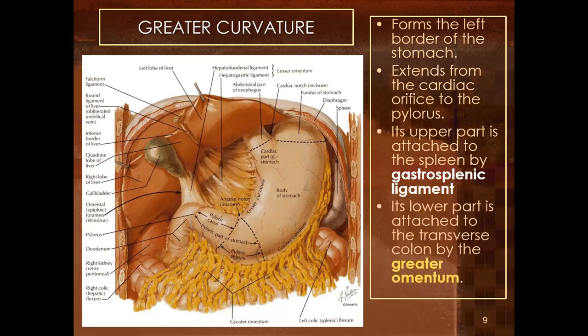Then in the lower part, it is attached to the transverse colon. If you see here below, there is the transverse colon running all the way along. It is attached to the transverse colon by the greater omentum, which is also called the policeman of the abdomen, filled with a huge quantity of fat. So there is a connection between the greater curvature of the stomach and the transverse colon by the greater omentum.